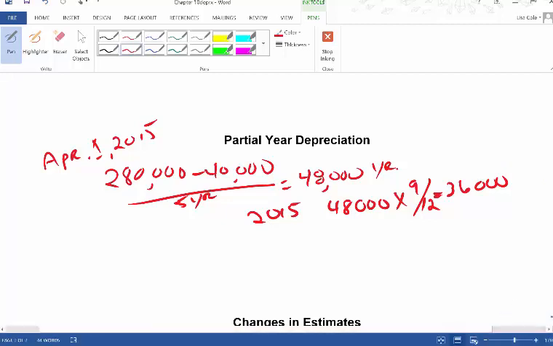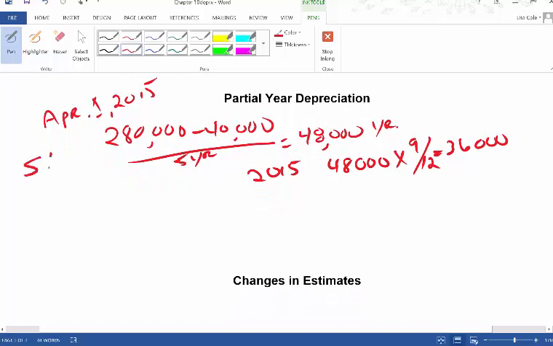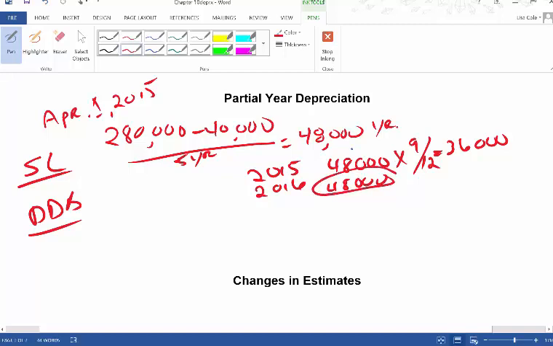Now this partial year depreciation affects the straight line method, which I just showed you. And it also affects the double declining balance method. It does not affect the units of production method, because remember, it's based off of how many units you produce. And so let's just look at what the difference would be for that first year depreciation. Now, the 2016 depreciation of the straight line method would be back to the $48,000, because in that instance, I would have a full year in 2016. It was 2015 I had a partial year.